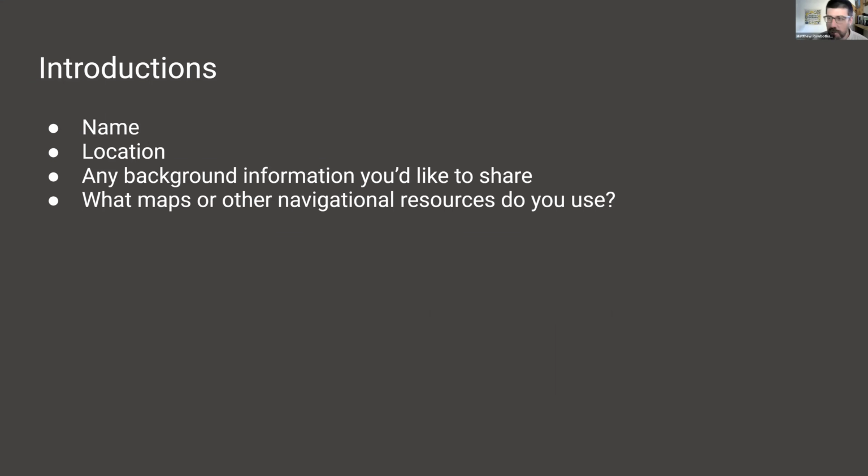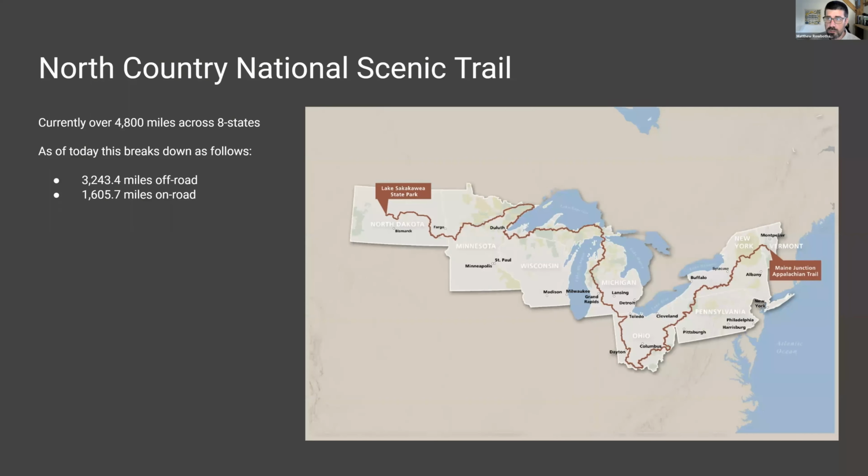So cool. All right, so I wanted to talk briefly about the North Country National Scenic Trail and relate that to the North Country Trail Association. So currently there's over 4,800 miles, and that breaks down as you see here on the screen. These are hot off the press numbers. I just ran them this afternoon when I was putting this together.